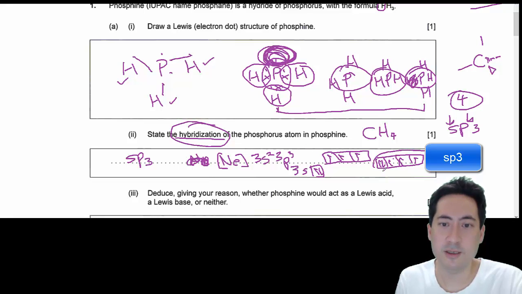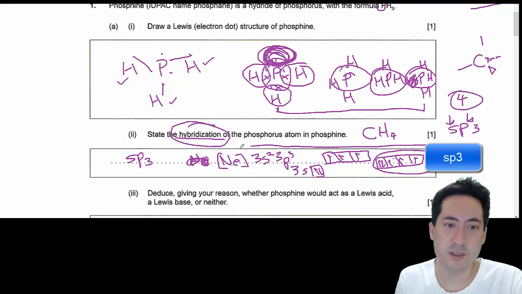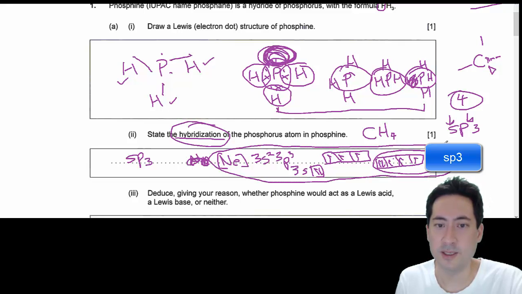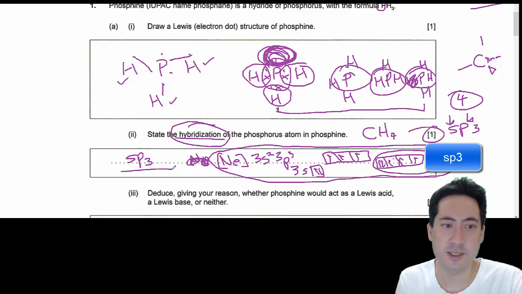Okay, so that's what it looks like fully written. I don't think they could ask you anything more than that, and it's only worth 1 mark, so they're only asking you to state it. Okay, hopefully that was helpful. That'll help you work out all the other different hybridization questions that you could possibly get.